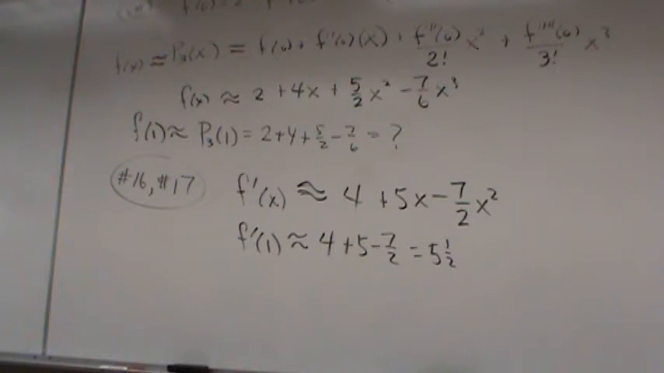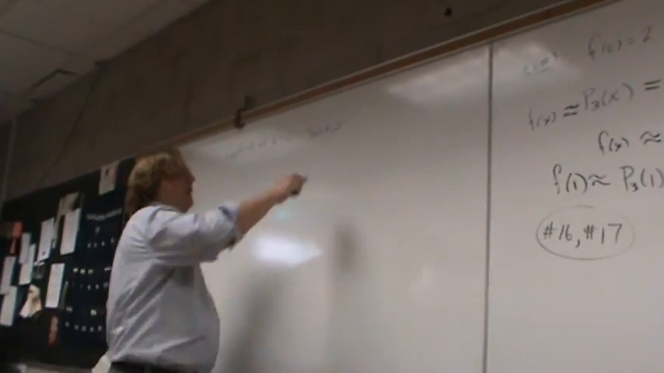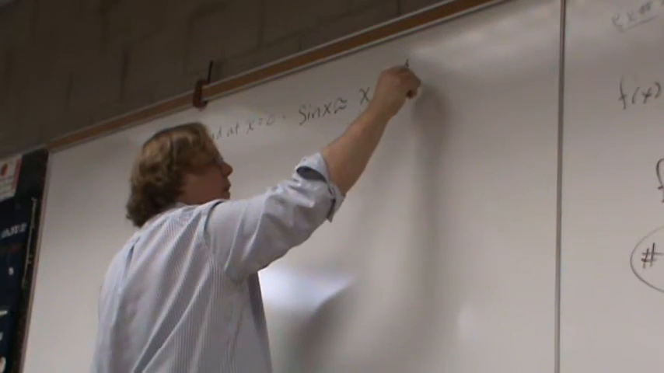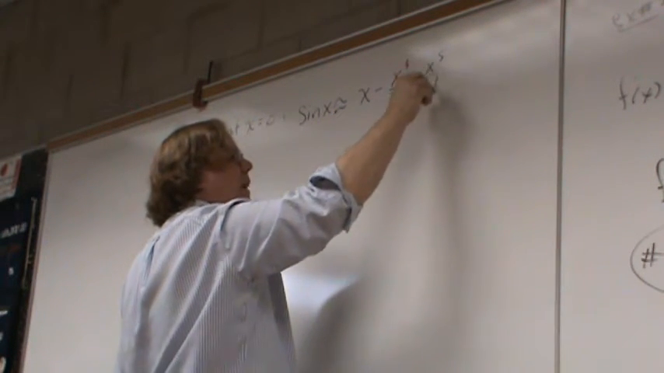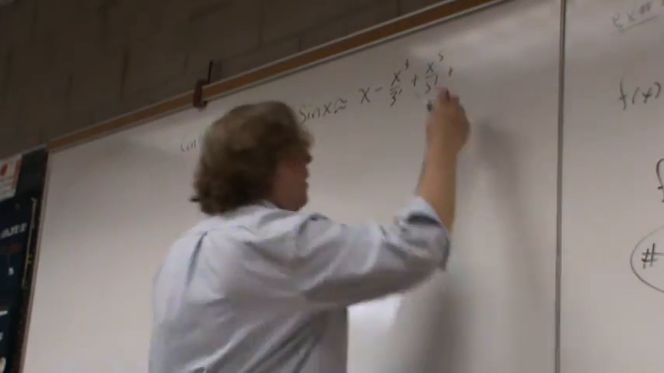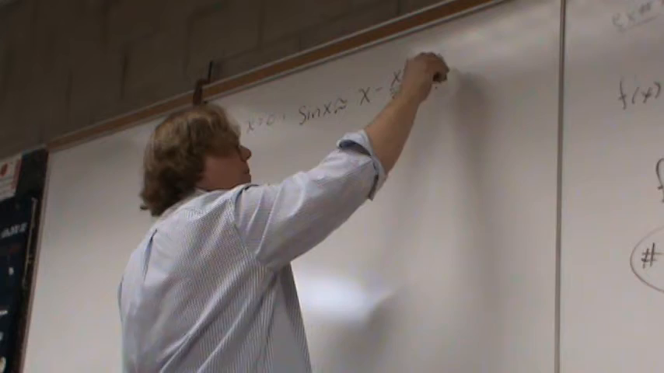Centered at x equals 0, we found sine of x, right? Wasn't that the one we did? Sine of x? Because I departed from my notes. And what did sine of x equal? Was that the odd function, right? x minus x to the third over 3 factorial plus x to the fifth over 5 factorial plus or minus dot dot dot. Remember this?